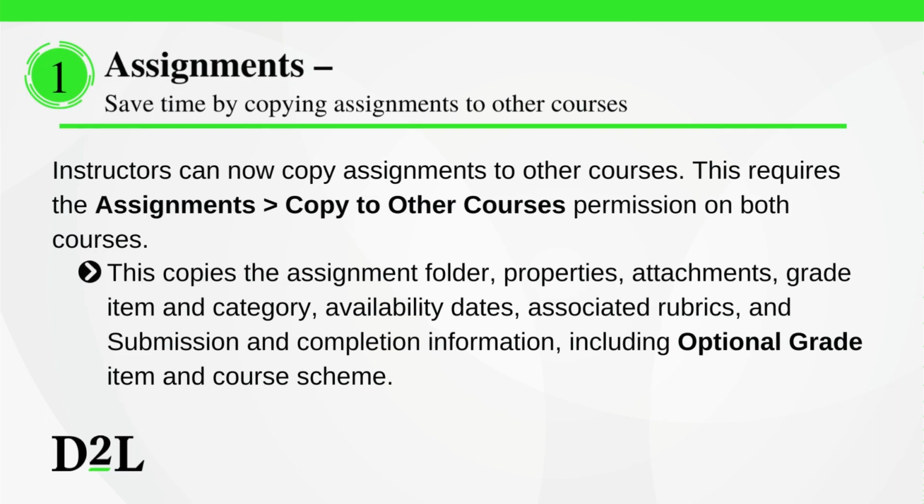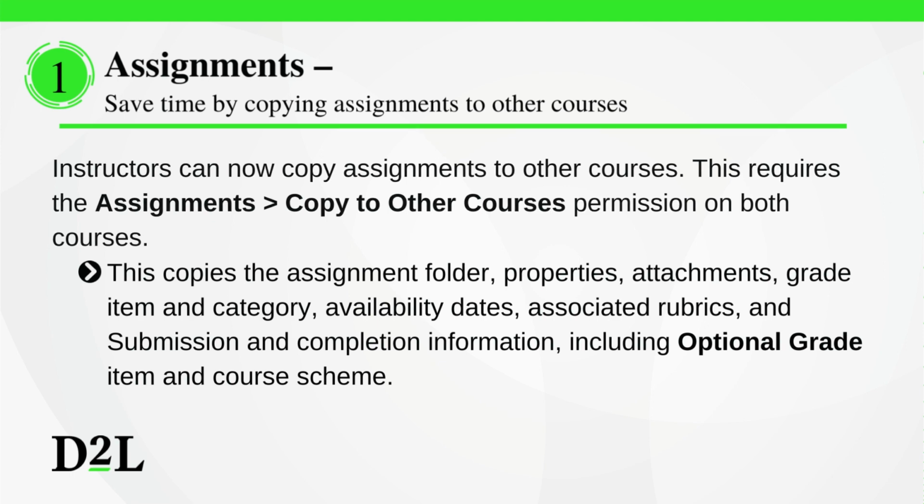Instructors can now copy assignments to other courses. This requires the Assignments Copy to Other Courses permission on both courses. A copied assignment retains the following assignment attributes: assignment folder and its properties, including instructions, assignment category, and visibility; assignment properties, including description and category; attachments such as direct file attachments uploaded from Google Workspace or OneDrive, and audio and video files; grade item and grade category; availability dates; submission and completion information, including the optional grade item and course scheme; and any rubric or rubrics associated with the assignment.